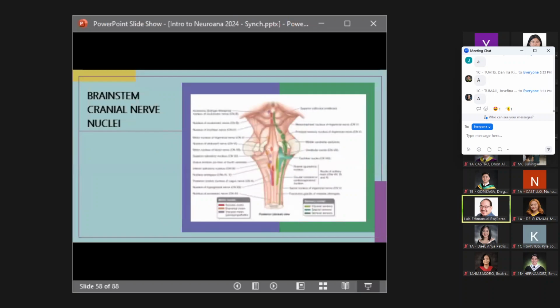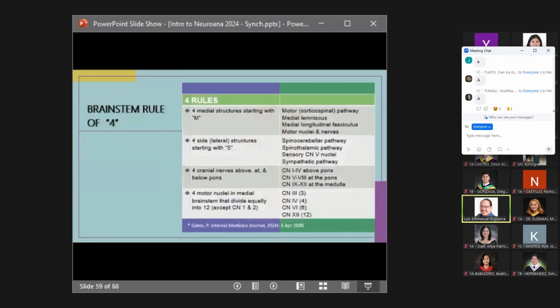So this is another composite picture where the locations of these nuclei are. These are the brainstem rule of 4. I advise you to remember this and to apply it. It's important regarding brainstem injury, trauma, or infection, whatever, and for diseases and what is affected.